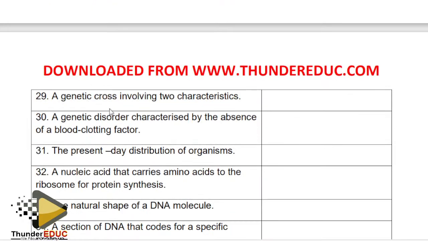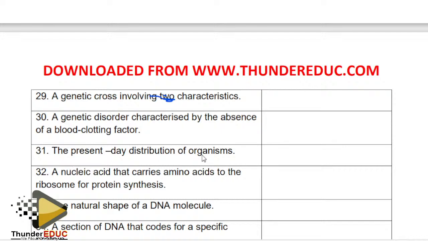A genetic cross involving two characteristics. We call it dihybrid cross, because "di" means two. Yes. A genetic disorder characterized by absence of a blood clotting factor, hemophilia.